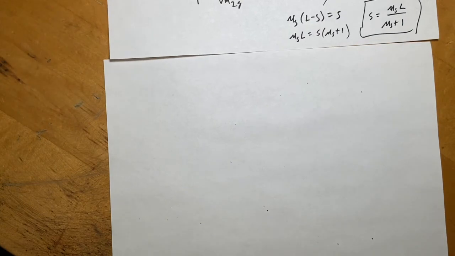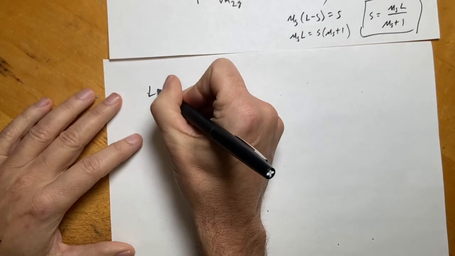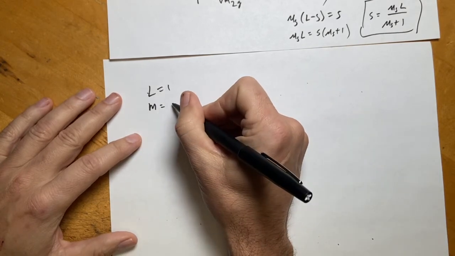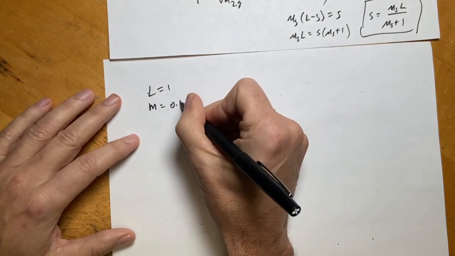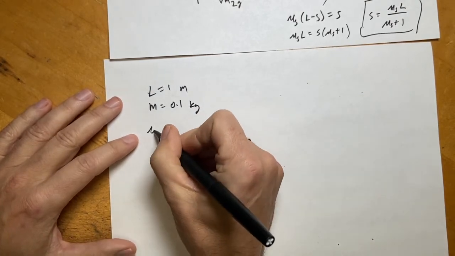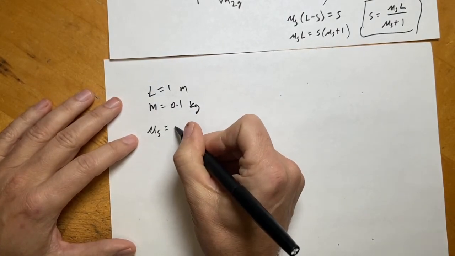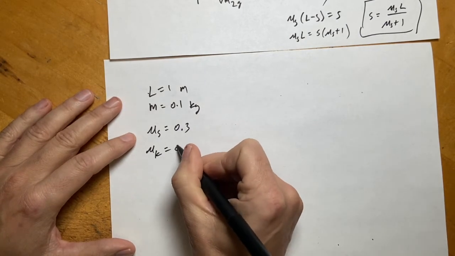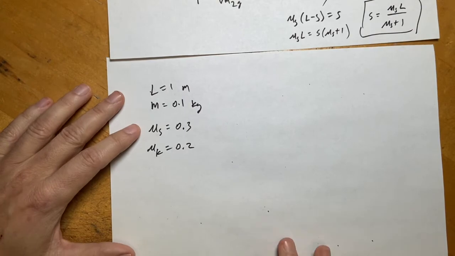Okay, so let's say L equals 1. M, which I don't think I actually need, equals 100 grams, so 0.1 kilograms. The coefficient of static friction, I'm going to say, is 0.3. The coefficient of kinetic friction is 0.2. I'm just picking those.